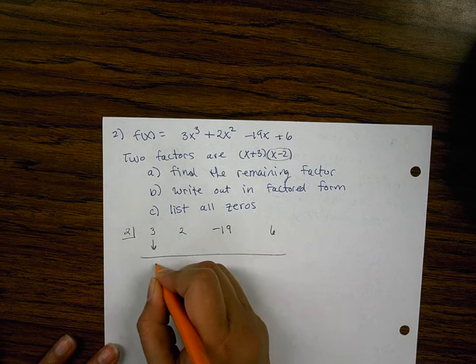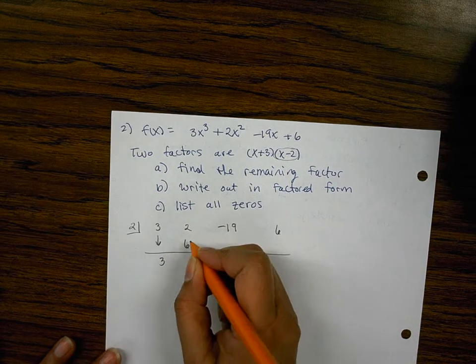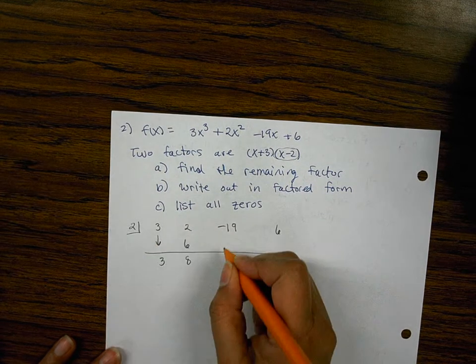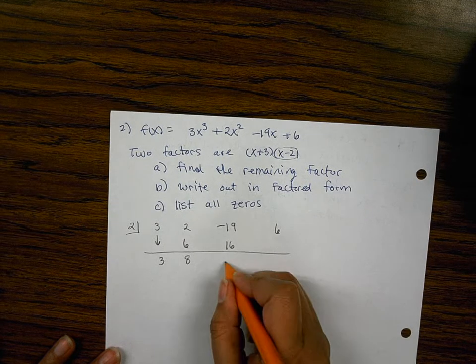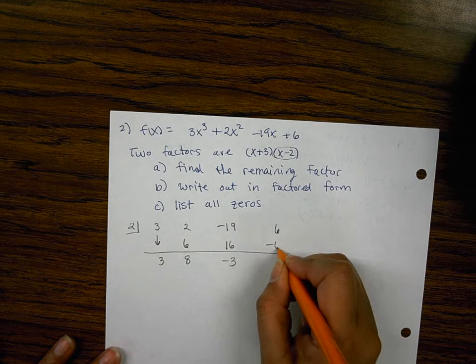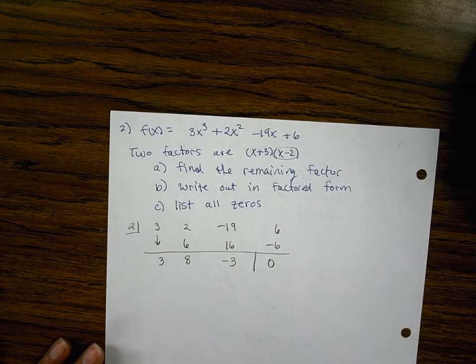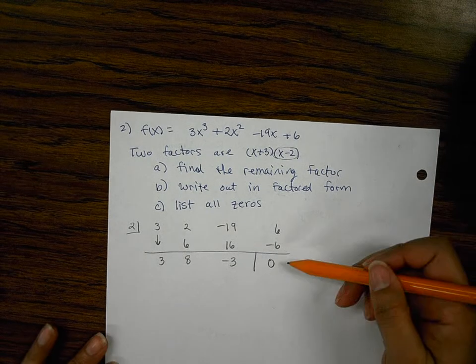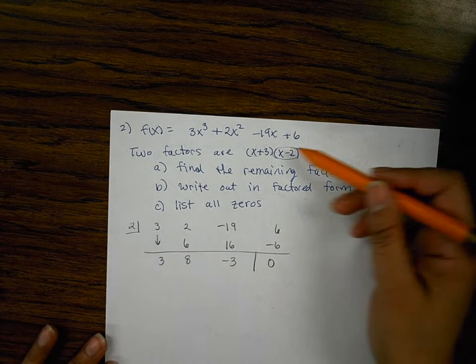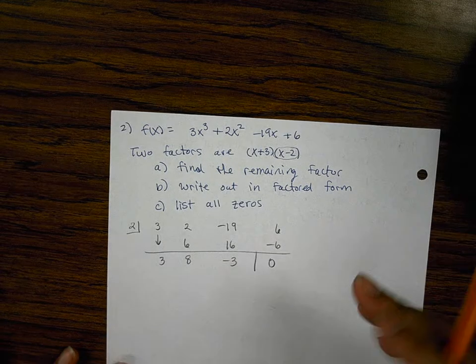Drop the first one, 3. Multiply, add, multiply, add, multiply, and add. And as I stated earlier, that last one should come out to be 0 if you're using one of the solutions from the factors.